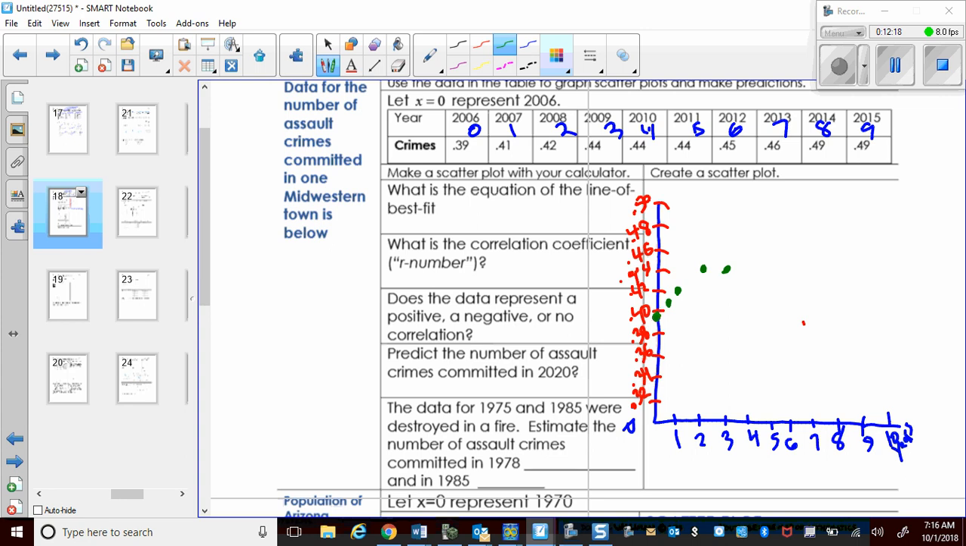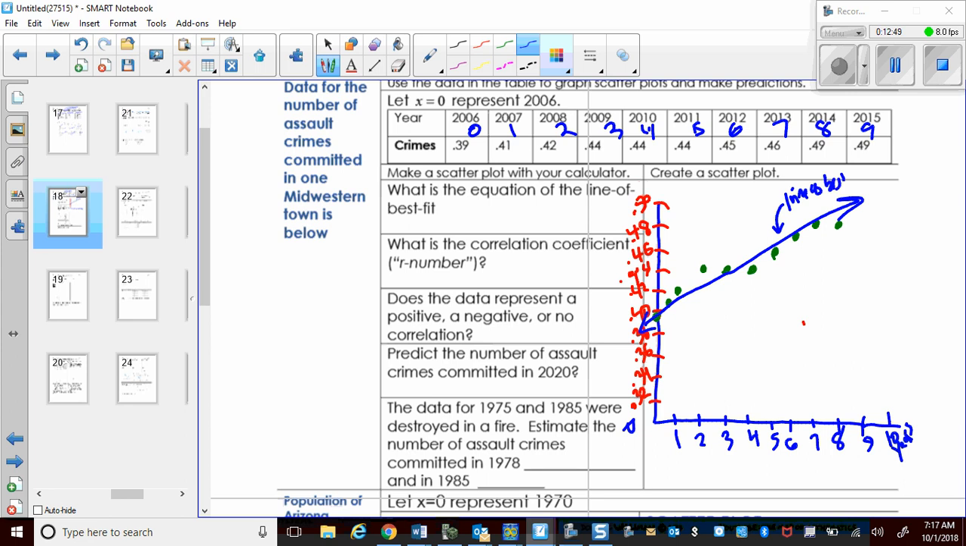At 5, 0.44. At 6, 0.45. At 7, 0.46, at 8, 0.49, and we can kind of see a trend going upwards. Trend is going upwards. So our line of best fit, it's going to come right through the center of all that data. It's going to look something like that. That's a line of best fit.